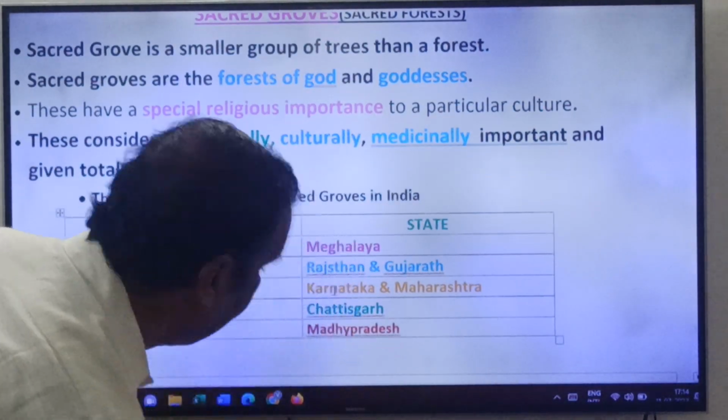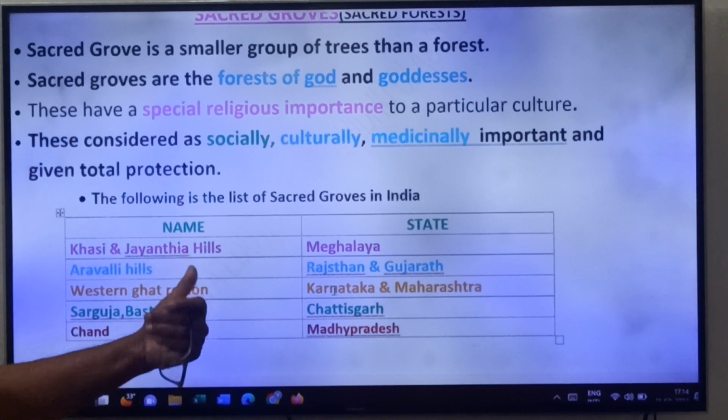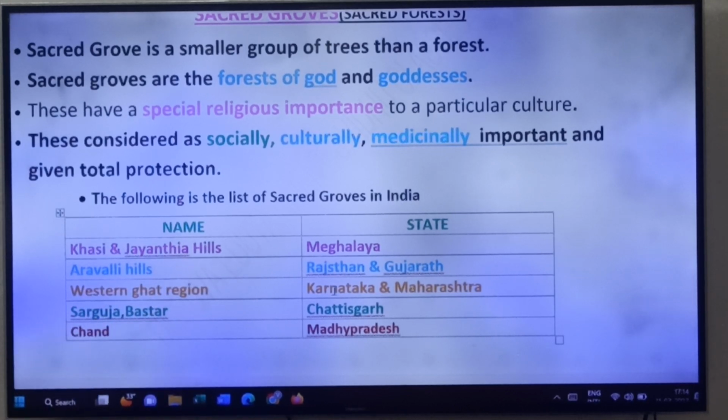Here we have a 2 marks question, friends. List out sacred groves of India, any 4, but here I have given 5, friends. See, friends: Khasi Jaintia Hills, Meghalaya; Aravali Hills, Rajasthan and Gujarat; Western Ghat region, Karnataka and Maharashtra; Sarguja, Bastar, Chhattisgarh, Chanda, Madhya Pradesh.